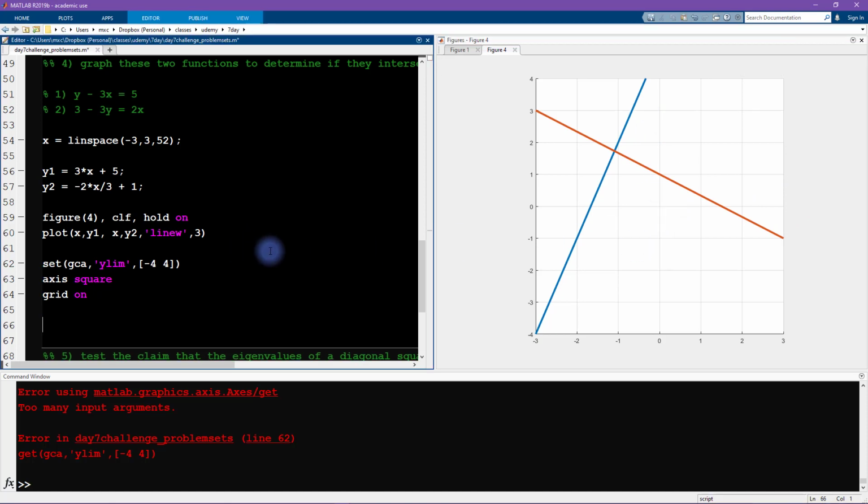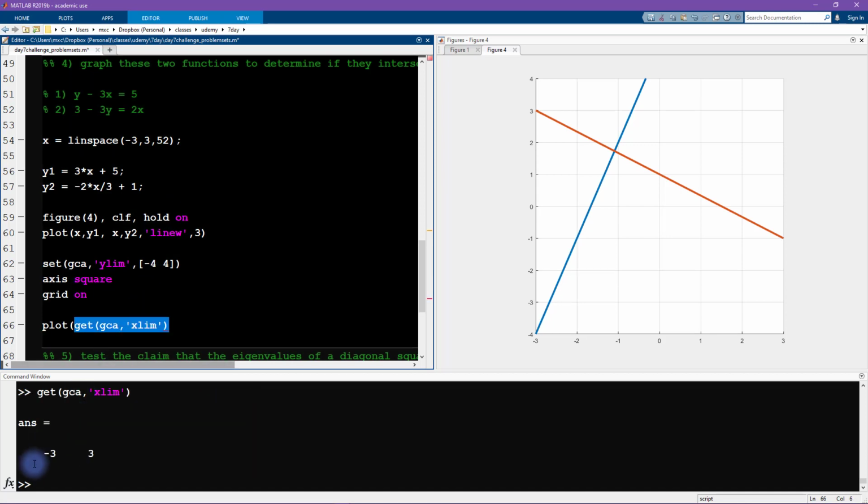So let's see, I think I'll do that down here. So I want to plot a line. It's going to go on the x-axis from basically the limits of x. So it's going to go get current axis xlim. So notice that this is going to return the x-axis limits, and that's exactly where I want to draw this line from minus x to plus x.